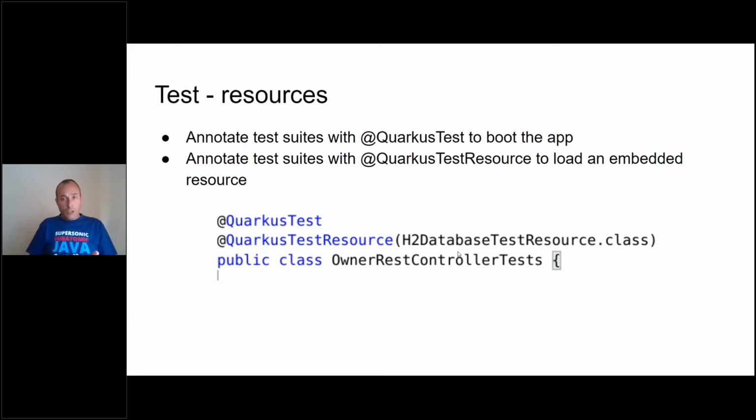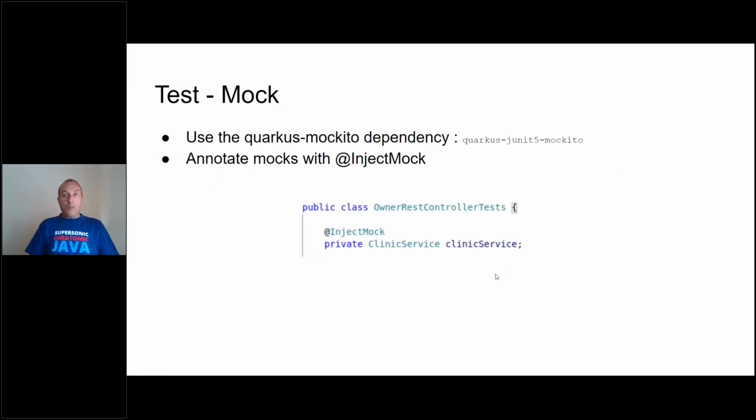Also, test resources. So in your tests, you are going to use in-memory databases or not. I would suggest using Testcontainers and real layers, but this is a different talk. In this case, just simply use the H2 database test resource as an argument for the QuarkusTestResource annotation, and then Quarkus will start this resource that implies a database, aligning it to the life cycle of the test. Very easy. Again, to inject mocks of your beans, Quarkus JUnit 5 Mockito, and then it's very easy.